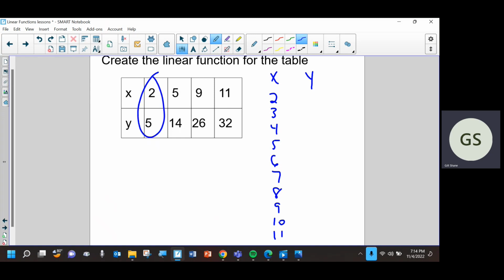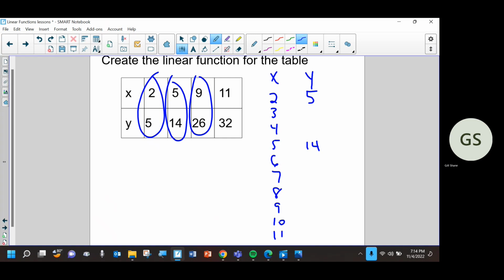So for an x value of 2, I have 5. For an x value of 5, I have 14. So I come down here to where the x value is 5 and I write 14. For an x value of 9, I come down here and I write 26. And then for an x value of 11, I come down here and I write 32. So if you'll notice, I have some gaps now. I have gaps at 3, 4, 6, 7, and 10.